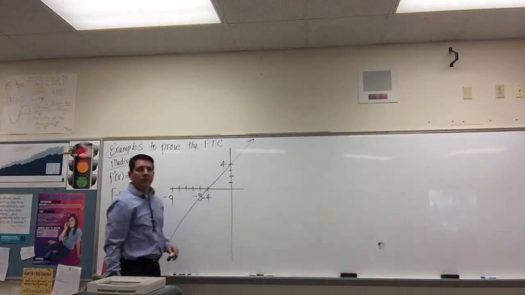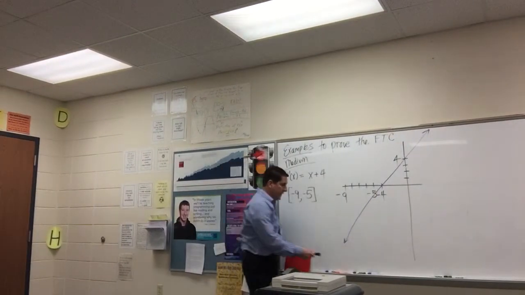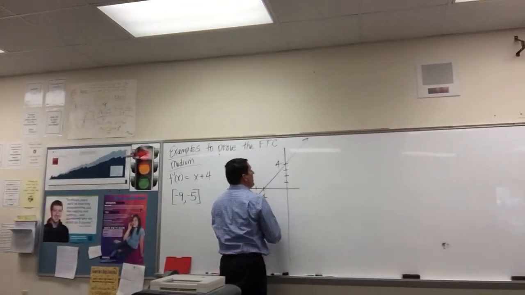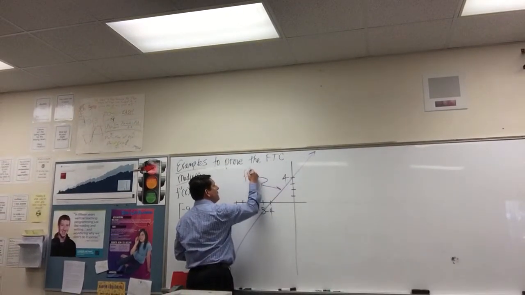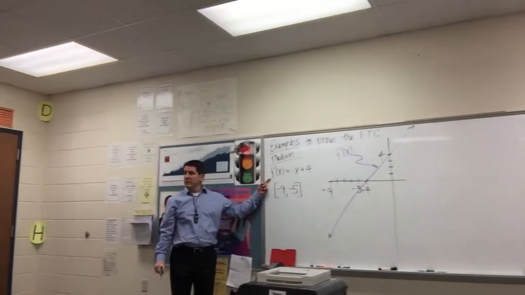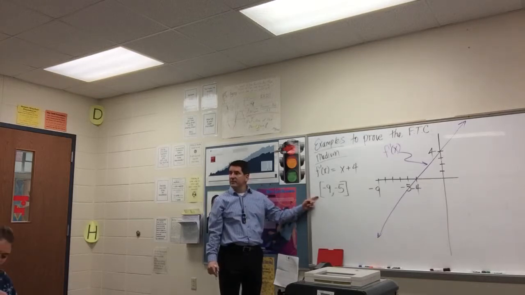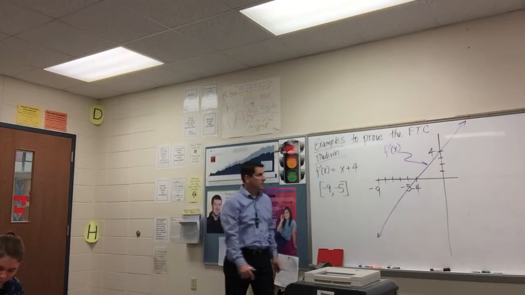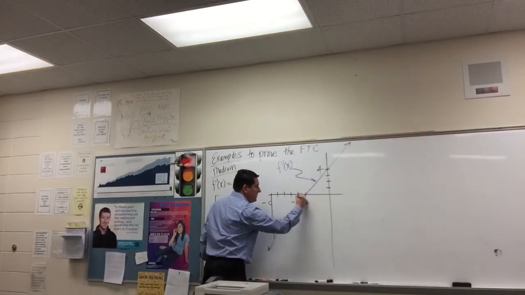Okay, do you have a picture that looks kind of like mine? The purple graph is the graph of f prime. Okay, this is key. This is f prime of x. And f prime of x is given by x plus 4. The interval that I'm going to do is from -9 to -5. Okay? So, obviously, this is the region that I'm dealing with.